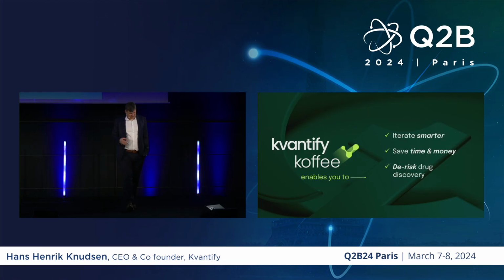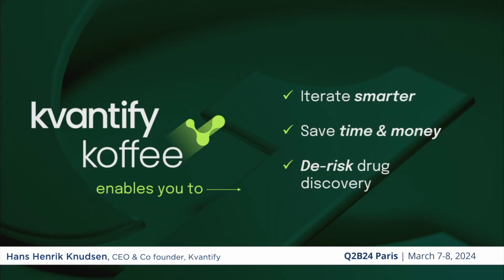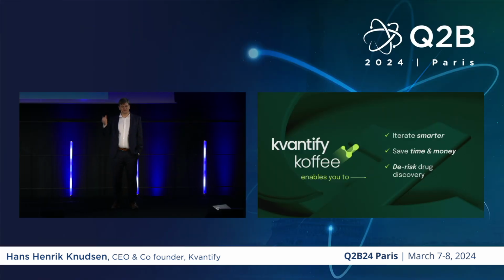So that allows you to iterate smarter as a drug discovery company. You can save time and money. You can apply or investigate unbinding kinetics much earlier in the drug discovery funnel. And instead of doing it in labs when you go to preclinical trials, you can do it with high throughput screening very early and become much smarter at selecting which compounds you take forward, de-risking the entire drug discovery process.